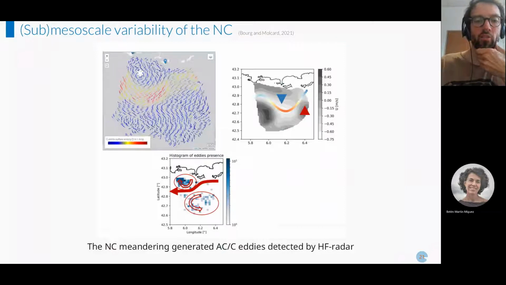And now the HF radar can be used to study the mesoscale variability of the Northern Current. It's been shown that the Northern Current can generate lots of eddies and mesoscale features that are formed either on the northern flank or the southern flank of the Northern Current, and can be detected by these HF radars.